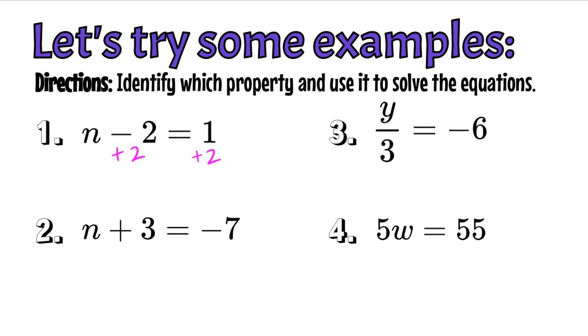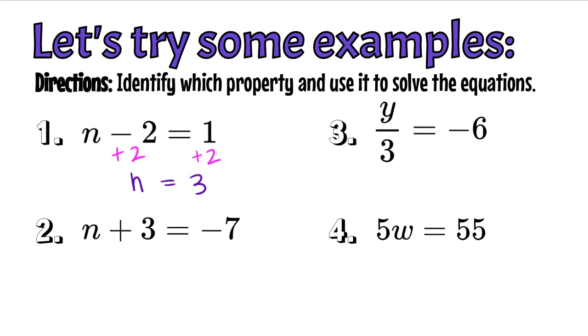Minus 2 plus 2 adds to be 0, so they undo each other exactly as we wanted. So all that we're left with on the left side is n. And on the right side, we have 1 plus 2, which equals 3. So we have solved this equation. We found that the variable n is equal to 3.